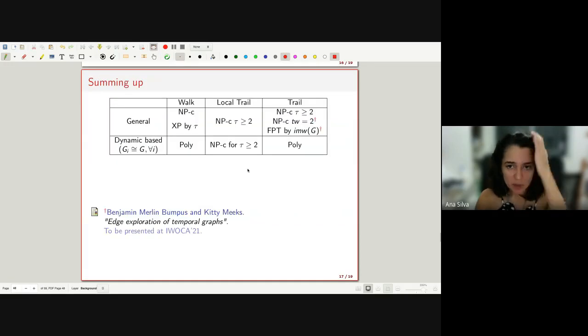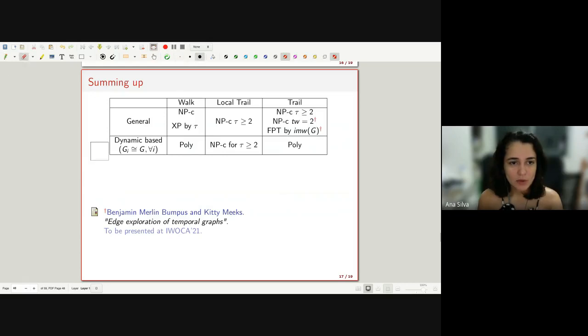Okay, so summing up, we have proved all of these results. Let me first bring attention to this line here. We call a static-based graph just a graph that is repeated, the same graph repeated many times. So all the snapshots are the same graph, equal to G. And in these graphs, the walk problem and the trail problem become easy, because it's just a matter of either being connected for the walk or being Eulerian for the trail. But the local trail isn't easy, as we saw previously.